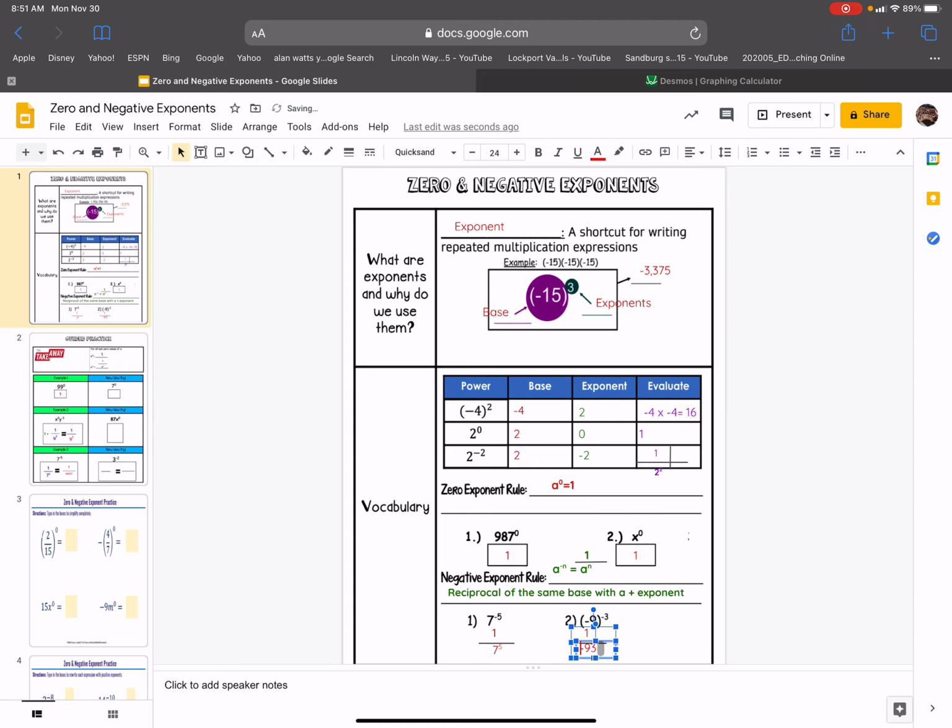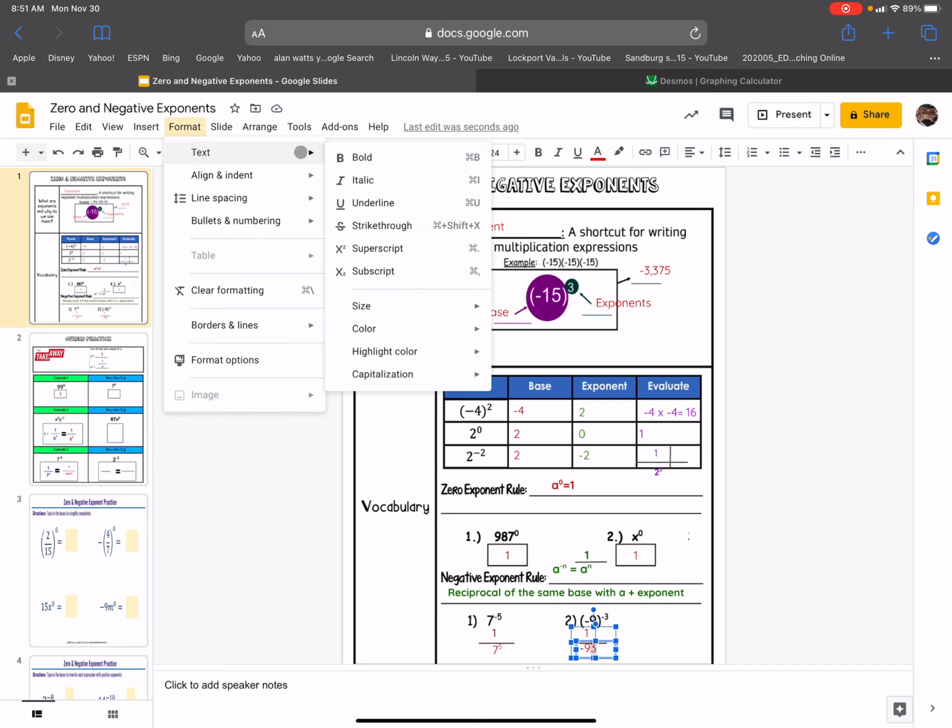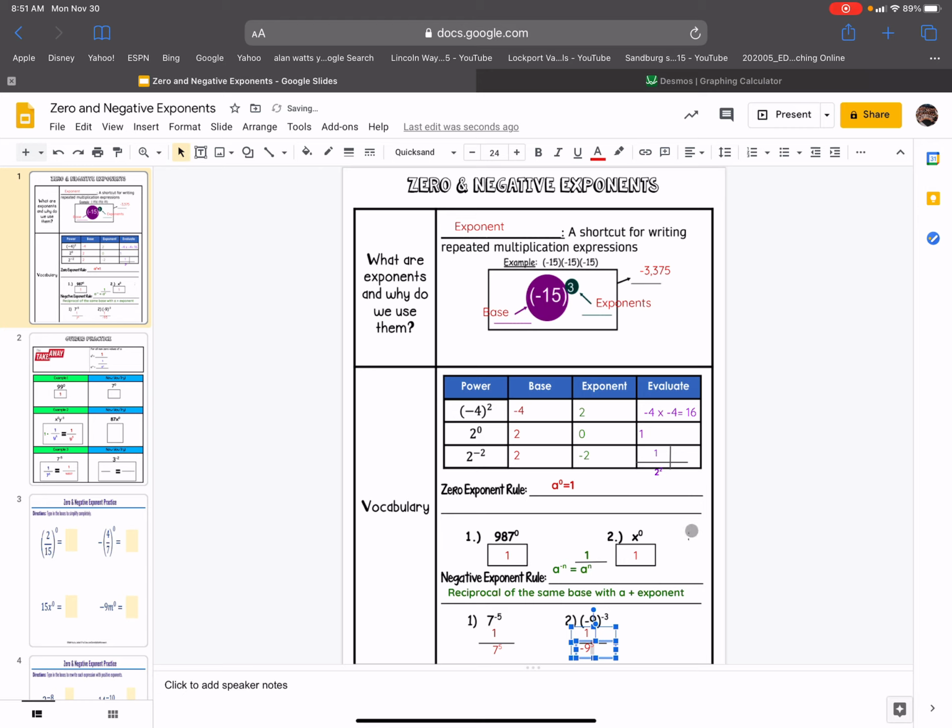You might have to stretch it out just a little bit, and before I send these, I will try to configure it so it will be perfect for you, so you won't have to stretch these things out, and they'll fit. But insert, text, subscript.